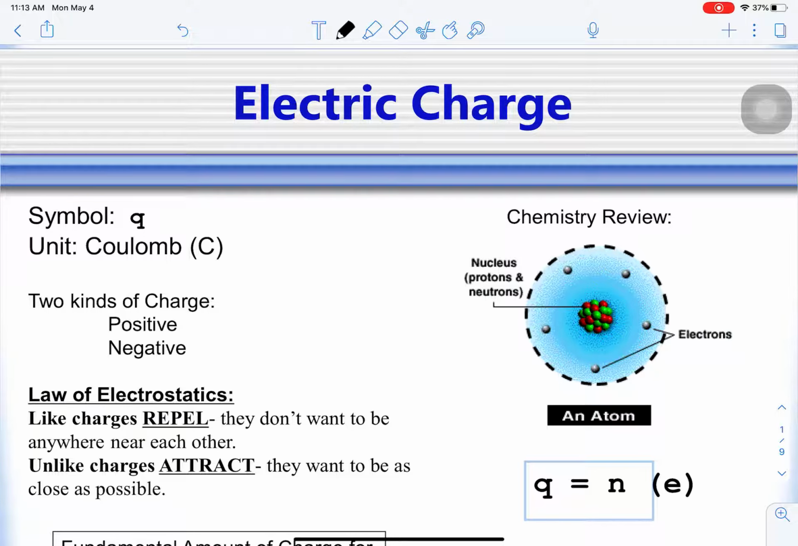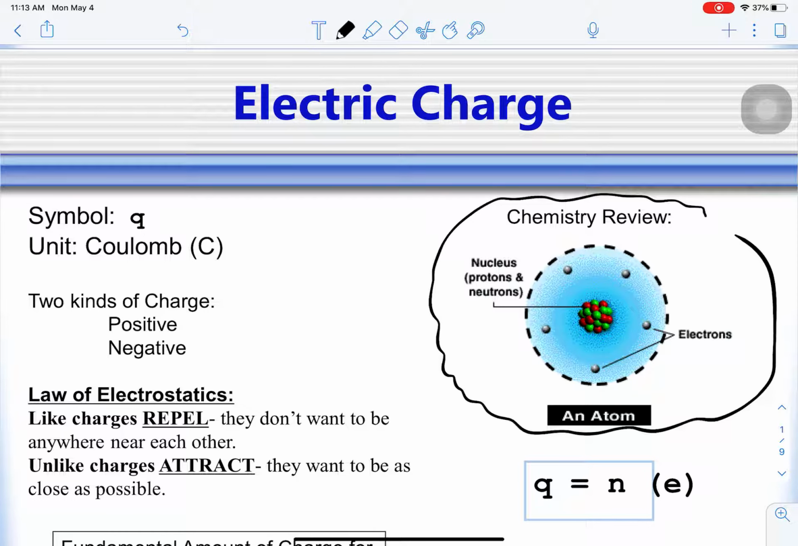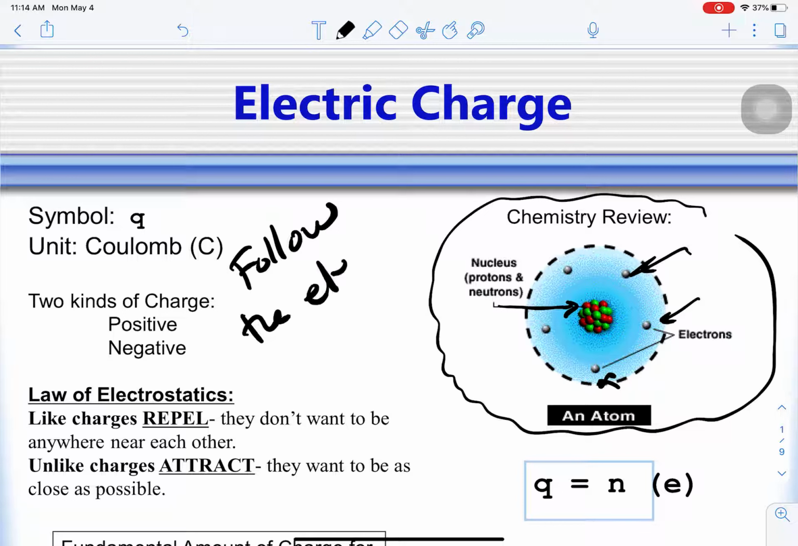Let's start off with a chemistry review. Right here, this is the structure of an atom. We know in your nucleus, you have your protons and your neutrons. We know protons are positively charged. We need to keep that in mind. Now, electrons exist in that electron cloud, and they're negatively charged. Regardless, this is huge right here: you need to follow the electrons.